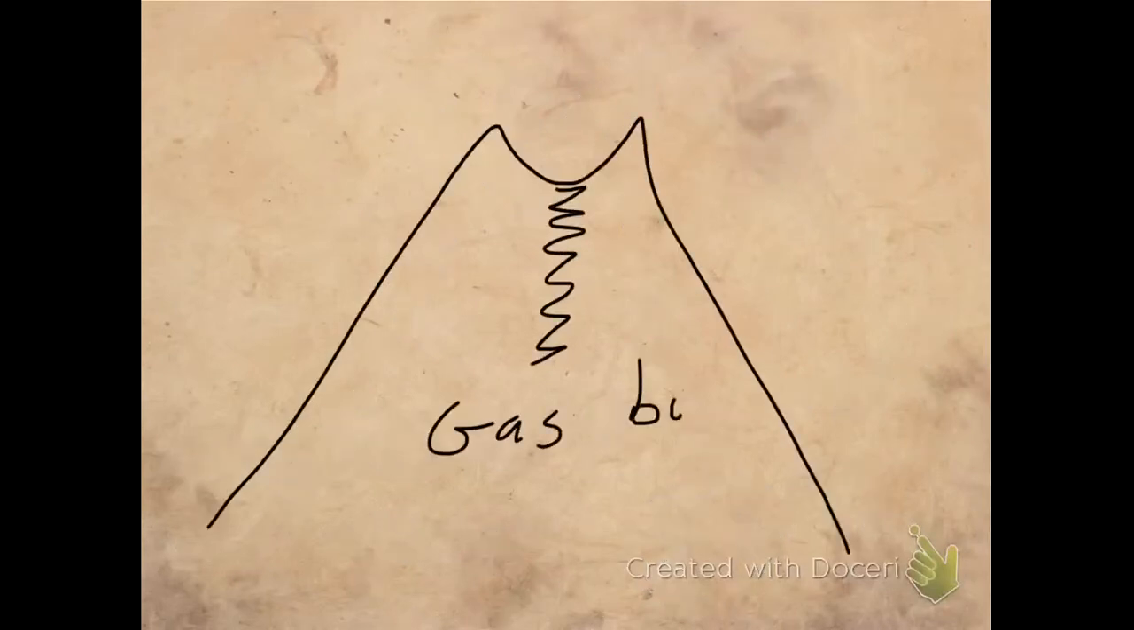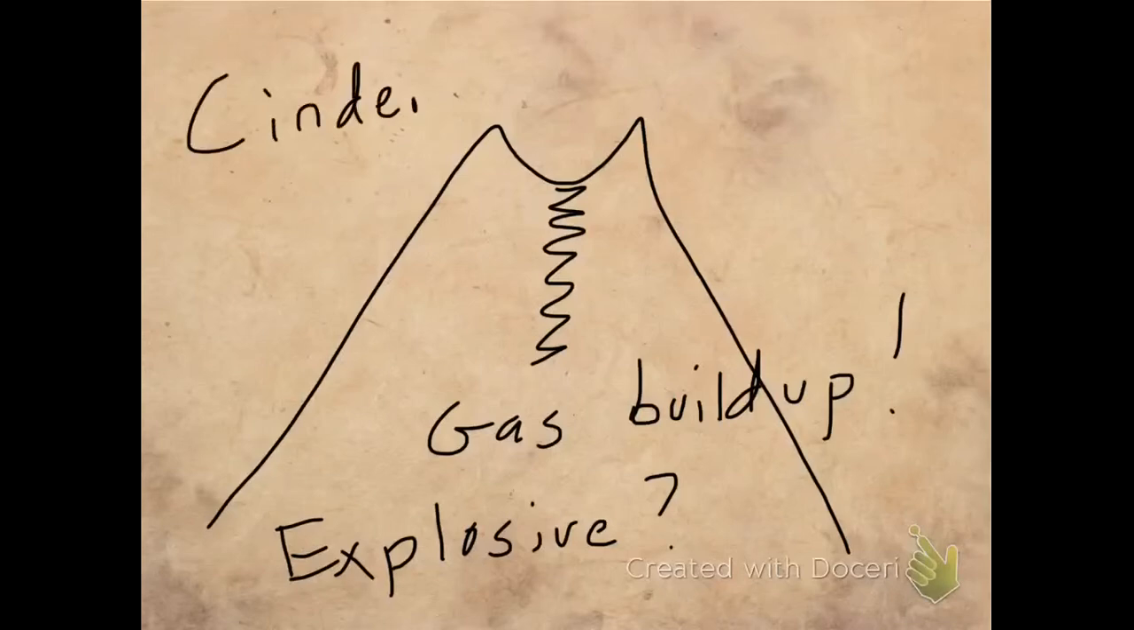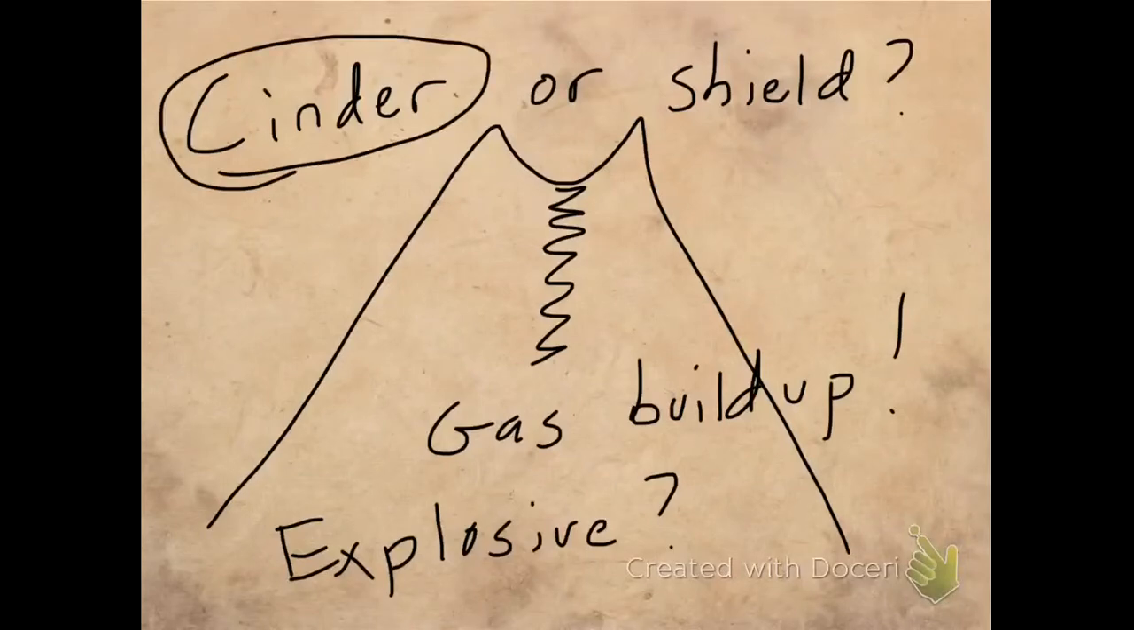Okay, another volcano, looks like the same type of volcano, but this time we have a lot of gas that's building up inside the volcanic cone. Same question, what is its explosive potential? Is it going to be great or very minimal? Of course it's going to be great. Now because it's a great explosive volcano, is it likely to be a cinder cone or a shield cone? And there is your answer.